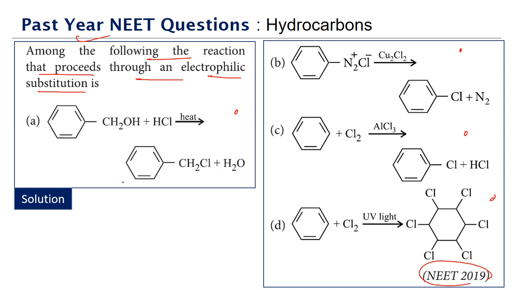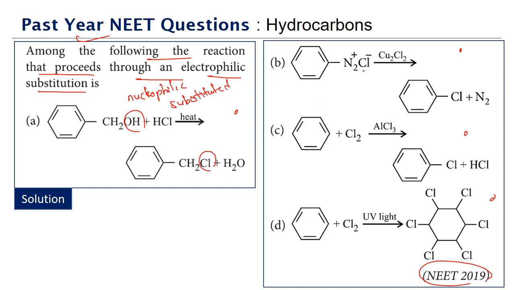Correct. Now we'll go through each of these options. First, the alcohol is converting itself into the halogen derivative. So what is happening here? There is a nucleophilic substitution, where OH minus is being substituted by Cl minus.